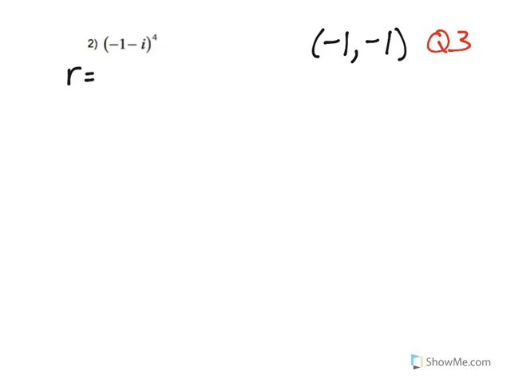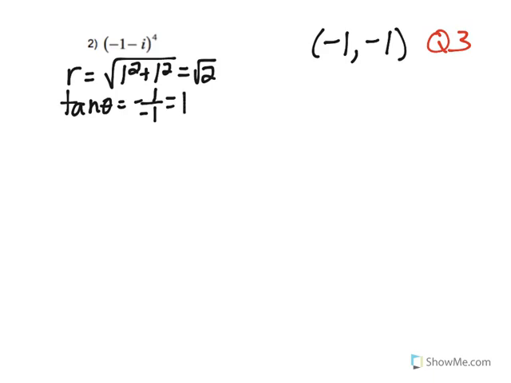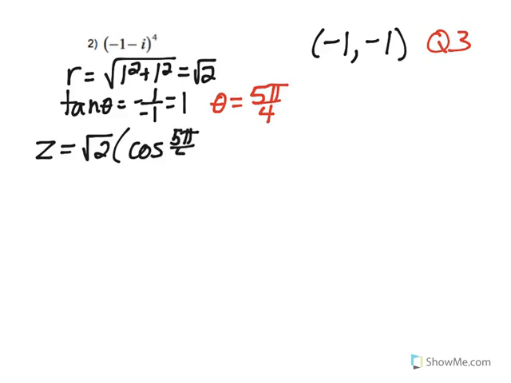So we'll do r equals the square root of 1 squared plus 1 squared, which is the square root of 2. Nice thing is we're going to be raising that to the 4th later on, so it won't be a radical anymore. Tangent theta is going to be negative 1 over negative 1. So although it's a positive 1, we want to get our theta value to be in quadrant 3. That would be 5 pi over 4. Okay, so our polar form of this for z is going to be square root 2 cosine 5 pi over 4 plus i sine 5 pi over 4.